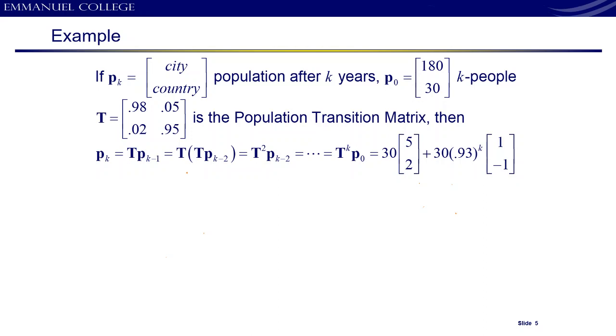But initially what you have is 180 people in the city, and then there's 30 in the country. Keep in mind, you might measure this in thousands, so it might be 180,000 versus 30,000. But you can just do that scaling factor afterwards. The smaller you can keep numbers, the better.